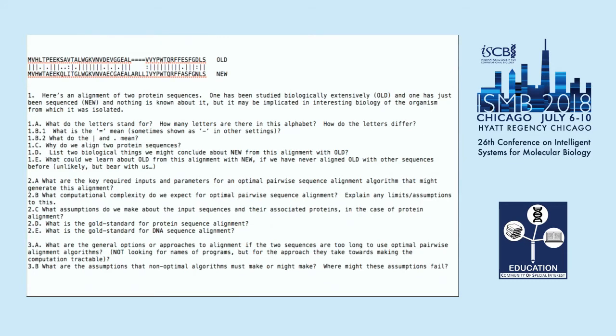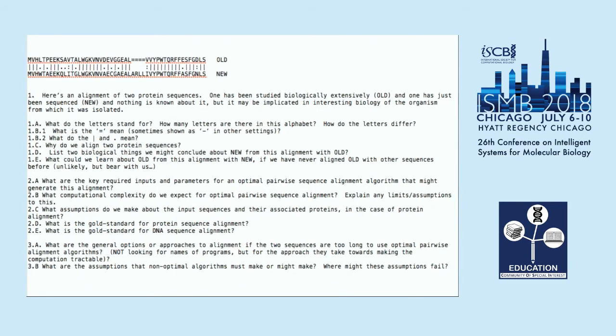What does the equal sign mean? What does the gap mean? And so that's question one, which is real basic mapping. Basic stuff. And then we ask, what are the key inputs for algorithms that do this?